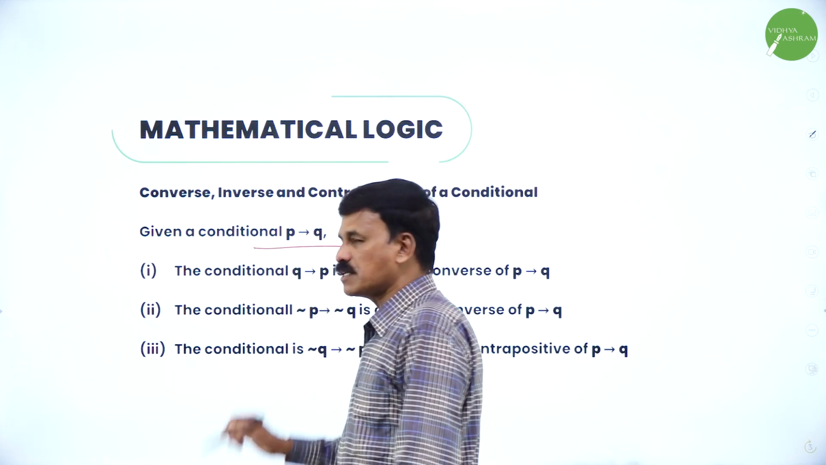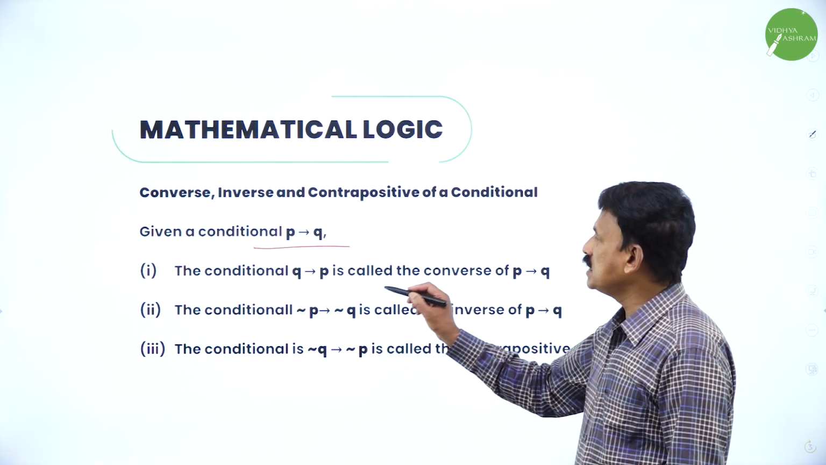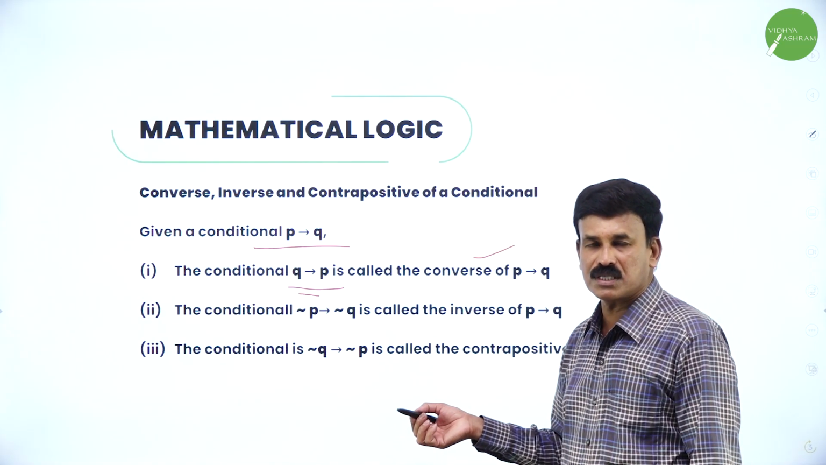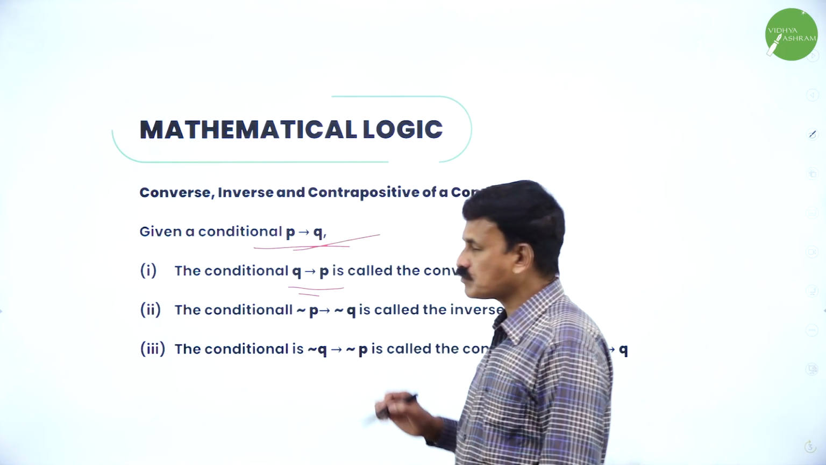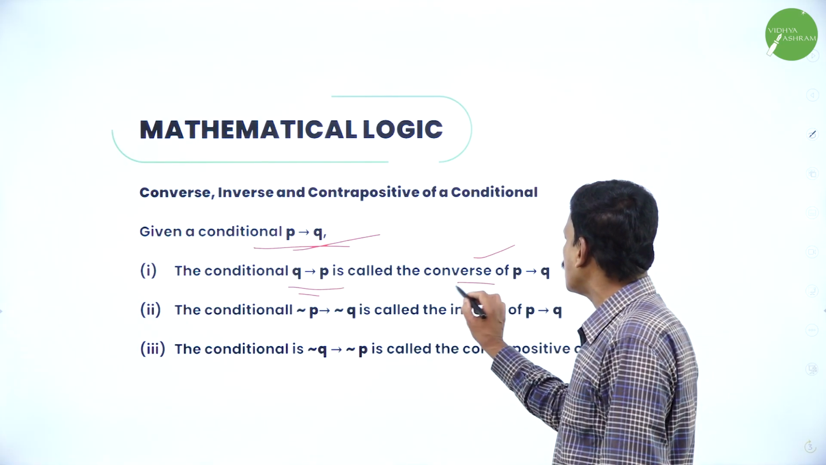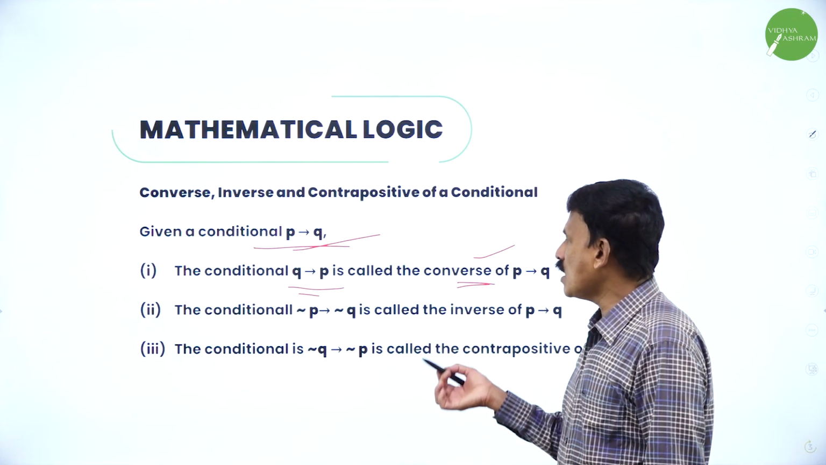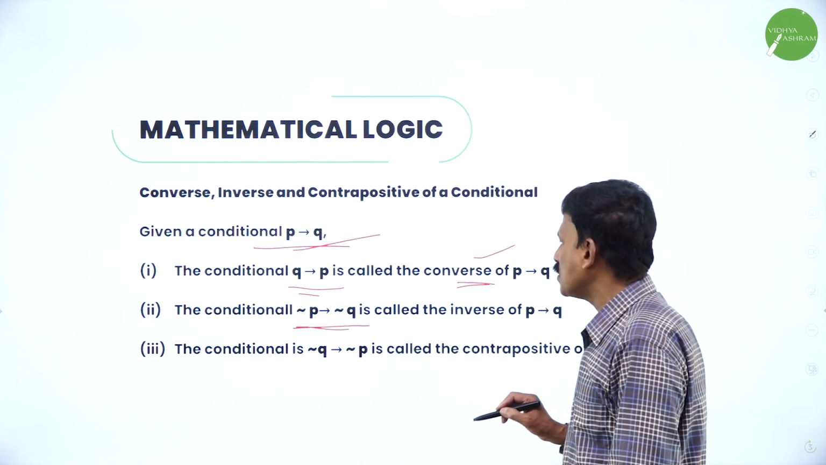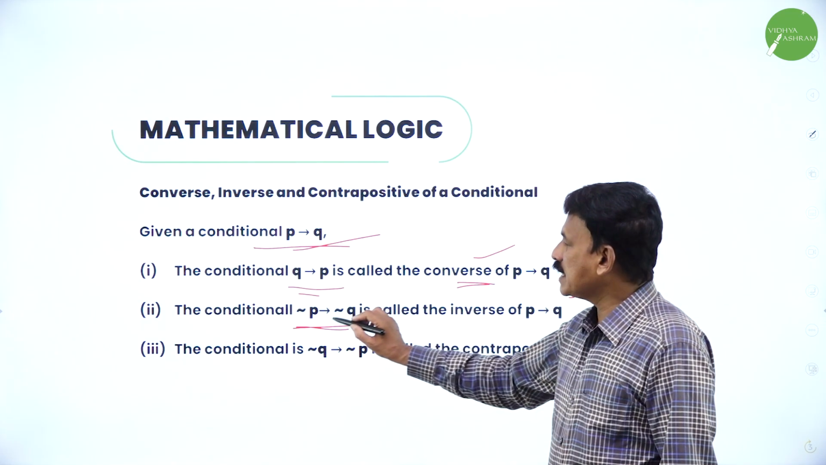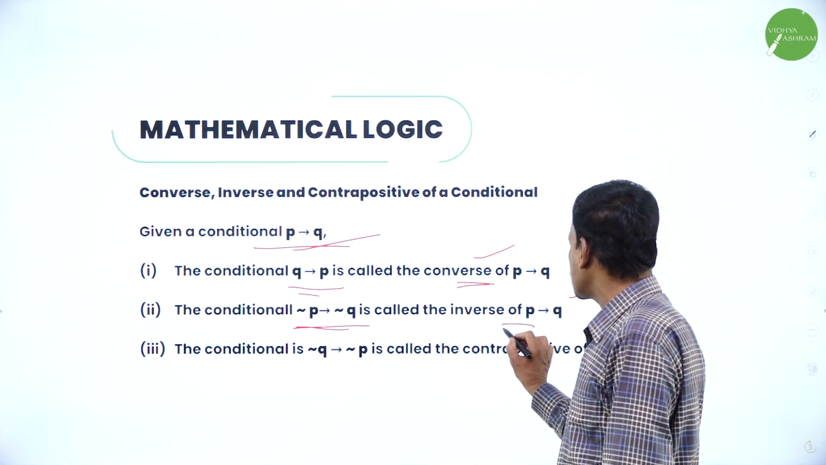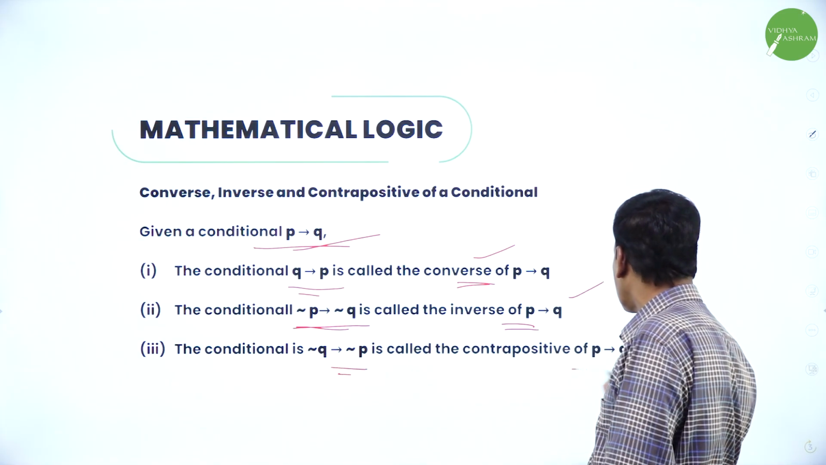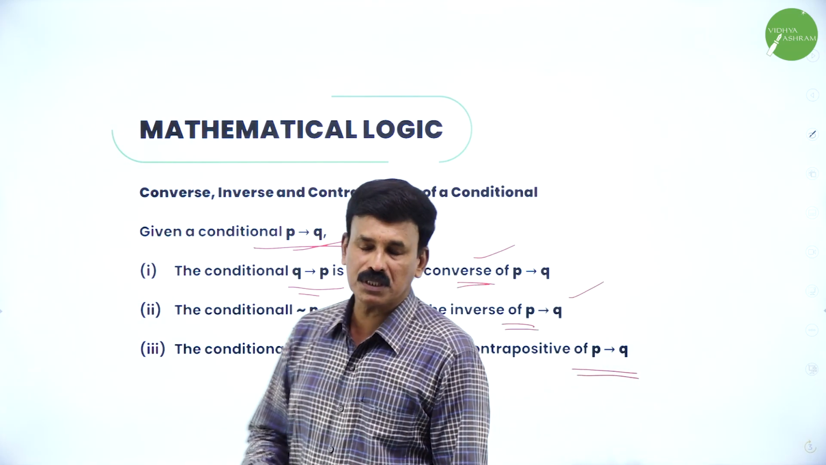Given a conditional statement, if P is conditional to Q, then Q conditional to P is called the converse of the given statement. So if we reverse this, that is, P conditional to Q implies Q conditional to P, it is called the converse. Now, negation of P conditional to negation Q is called the inverse of the given statement P conditional to Q, and negation Q conditional to negation P is called the contrapositive of the given conditional statement P conditional to Q.